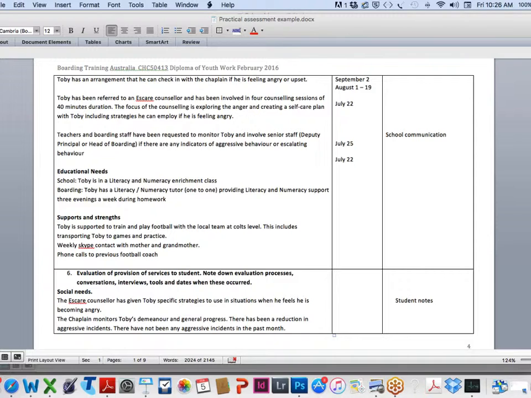And teachers and boarding staff have also been requested just to monitor Toby, and if there's any indicators of aggressive behaviour or escalating behaviour, then the deputy principal or the head of boarding will step in fairly quickly. We've got these educational needs, so what are we doing to meet those? In school, Toby's in a literacy and numeracy enrichment class. In boarding, Toby has a literacy numeracy tutor. It's a one-to-one tutor providing literacy and numeracy support 3 evenings a week during homework.